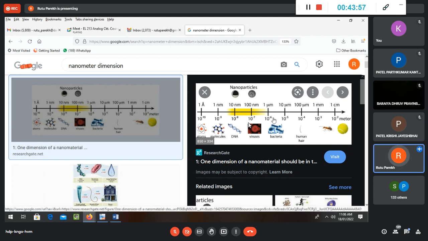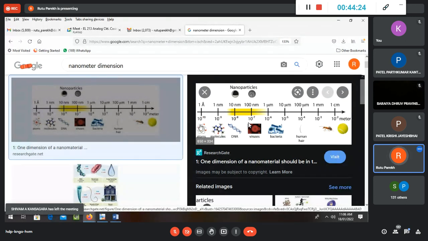The transistors that we make are like 10 by 10 micrometer, so even less than that. And then these bacteria, you know. And of course, viruses are even smaller than bacteria. This is 1 micrometer, this is 1 nanometer. 1 nanometer is 1,000 times less than 1 micro. This is 10^-9, you can see. Our DNA is 10^-8.